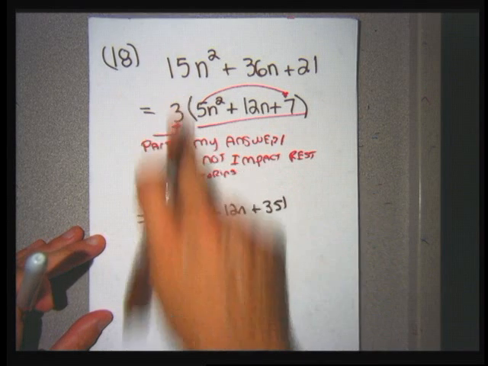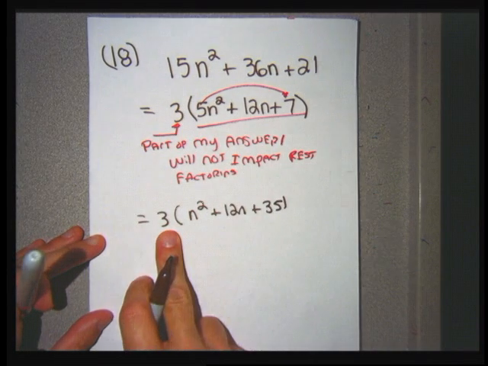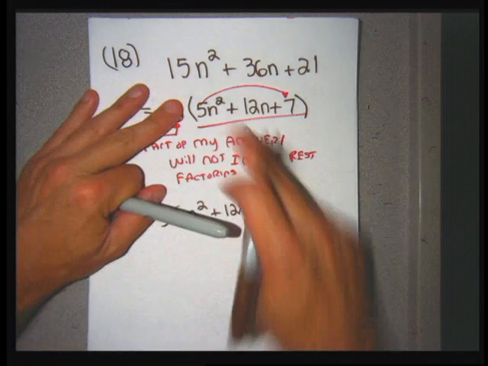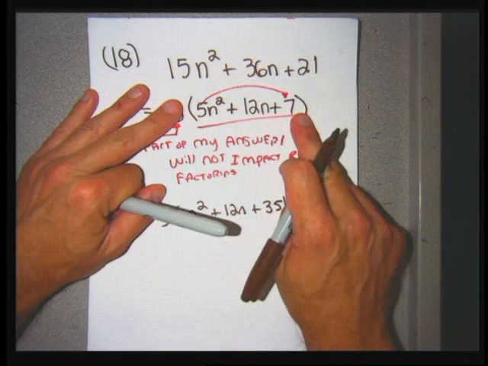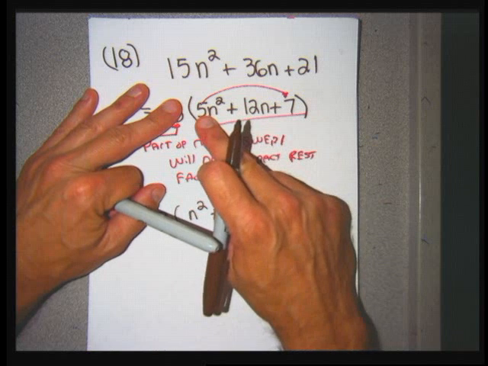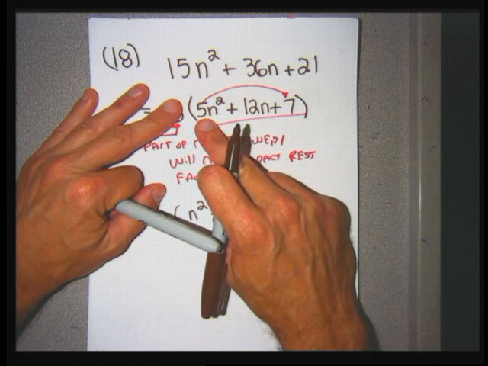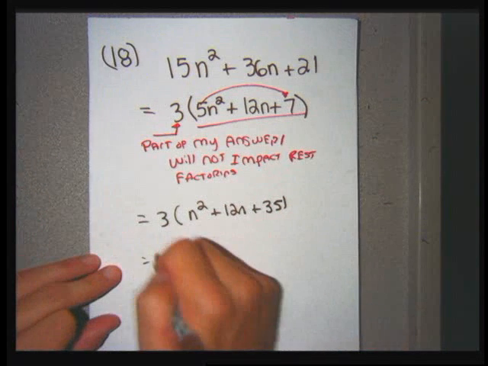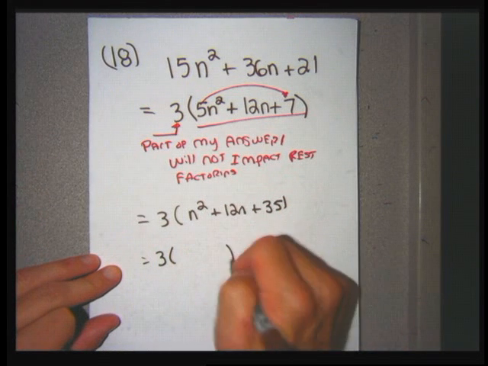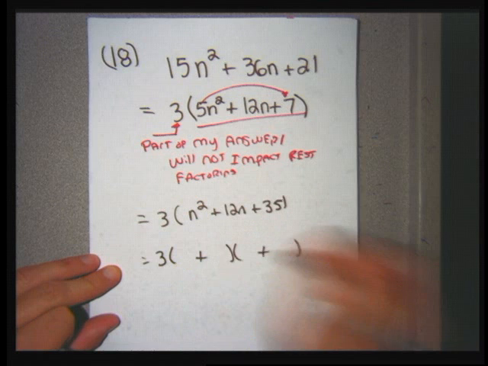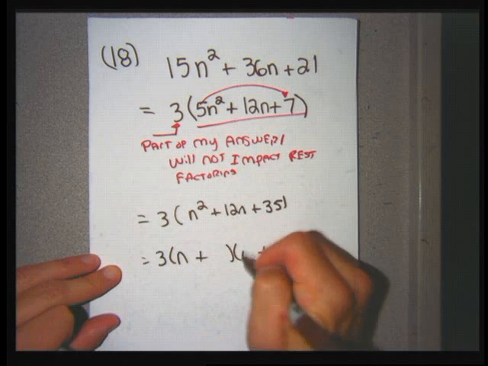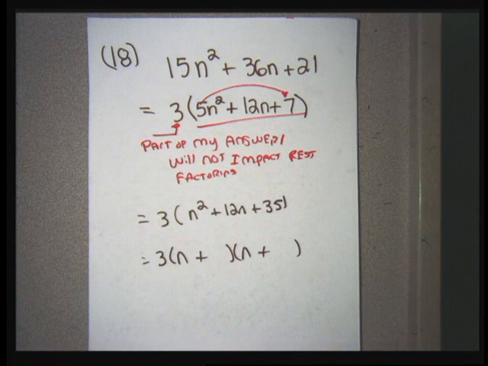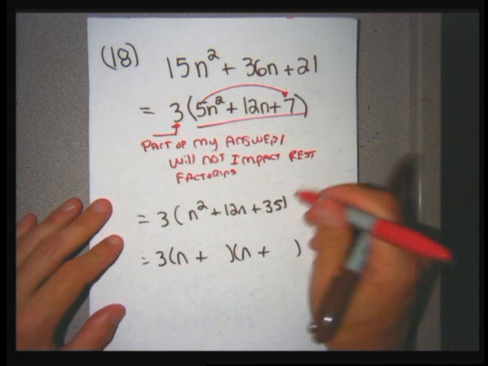So the 3 is going to be part of my answer. It's not going to impact the factoring. What I need to factor is 5n squared plus 12n plus 7. The 5 in front of the n squared makes this hard to deal with, so I'm going to do bottoms up. Multiply the 5 and the 7 and get 35. I'm going to leave this 3 alone, get my signs, which are a couple of pluses, split the n squared between the two parentheses as a couple of n's, and then work on my lasts.